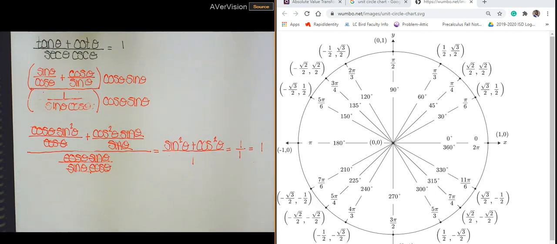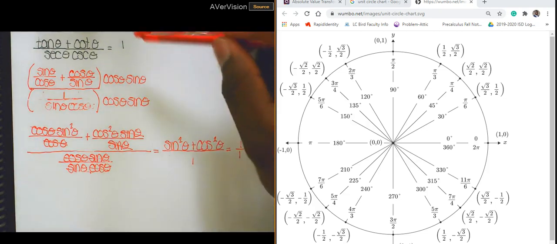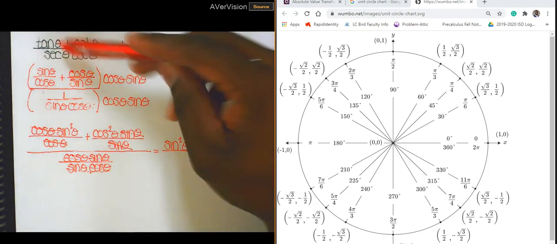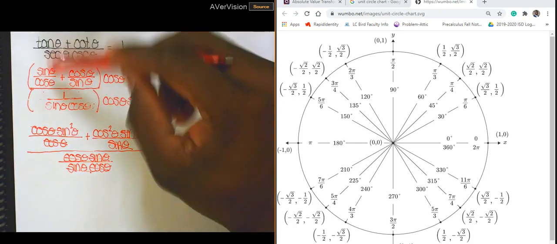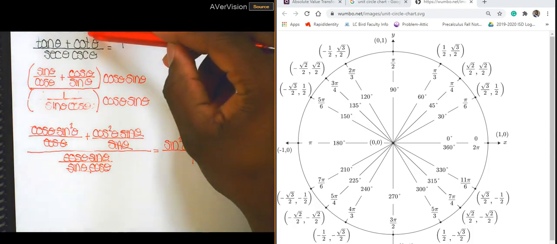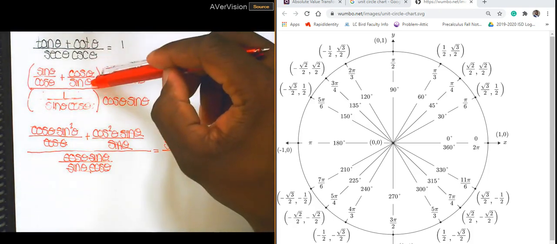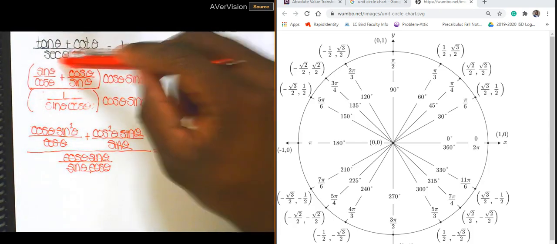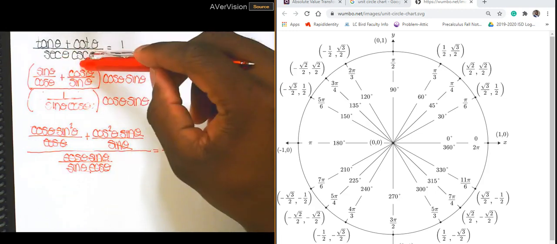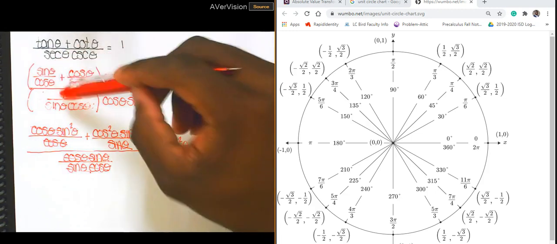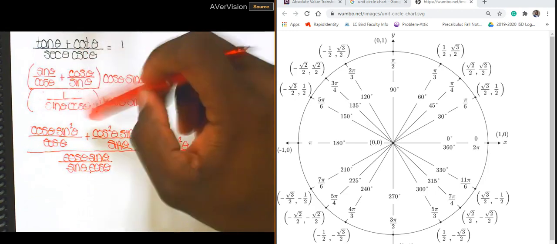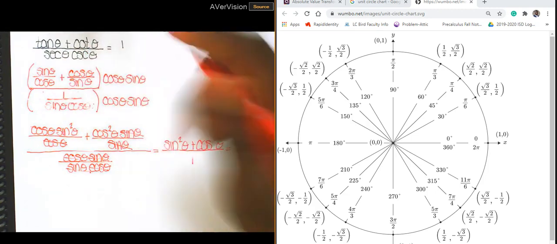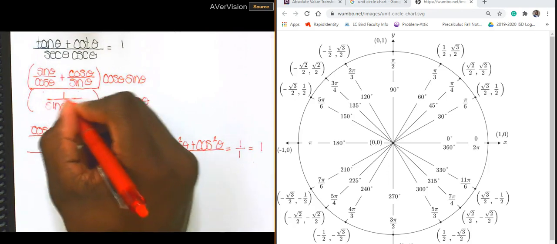All right, so let me recap because I made a mistake. We still have to change everything in terms of sine and cosine. Tangent is sine over cosine. Cotangent is cosine over sine. And then down here, everything is being multiplied together. So secant is 1 over sine. Cosecant is 1 over cosine. When we multiply them together, we can put them under one fraction. So that's what happened here.